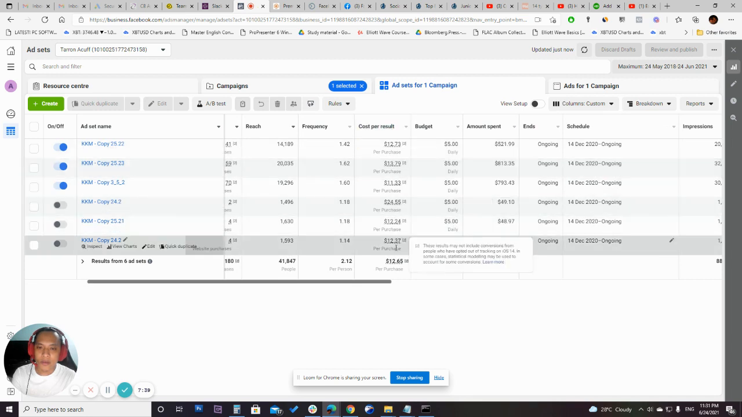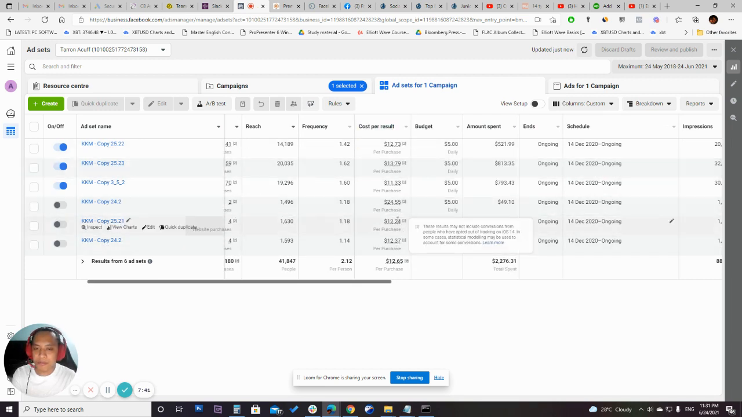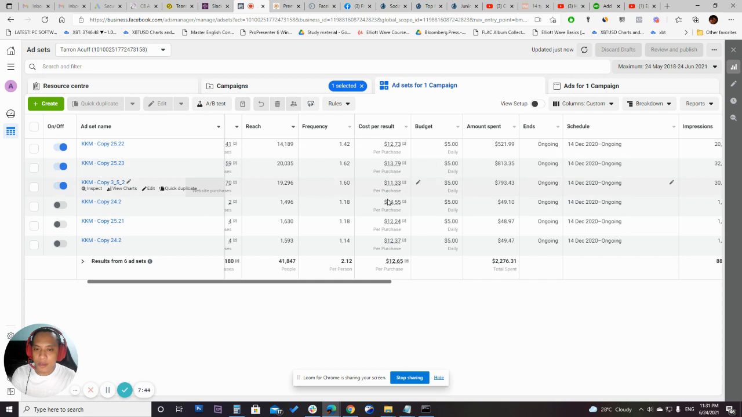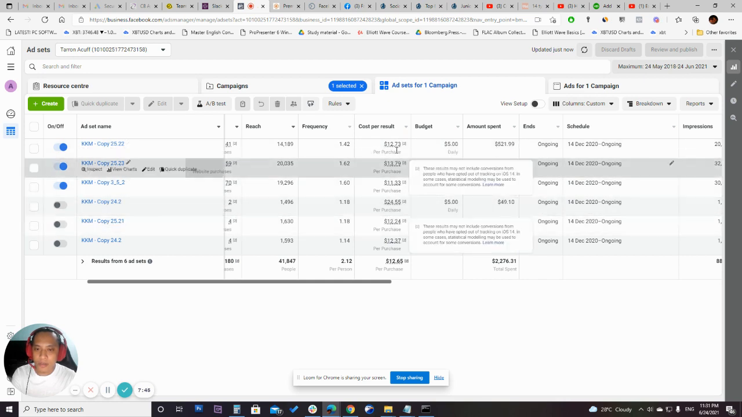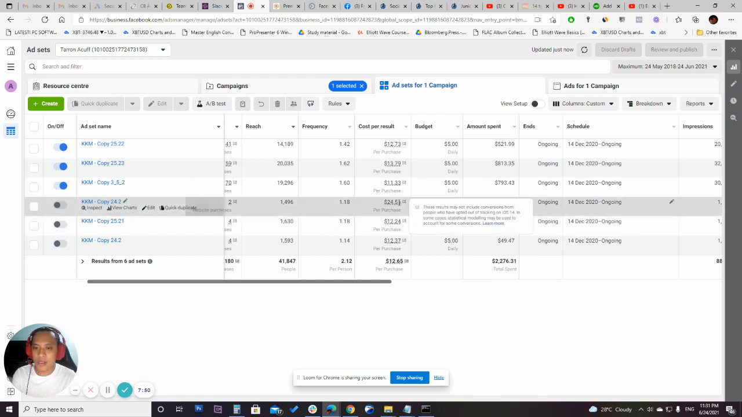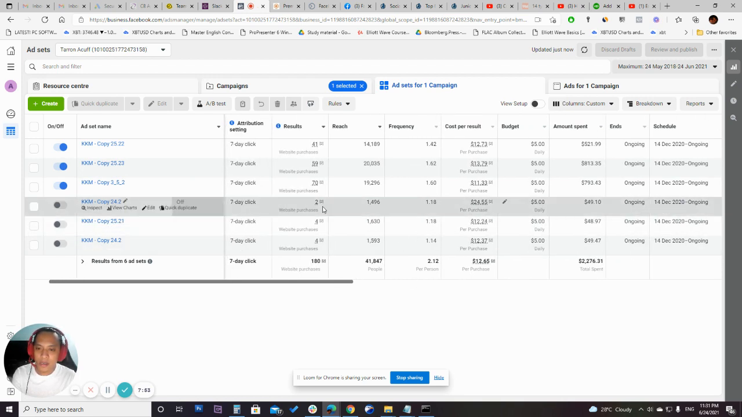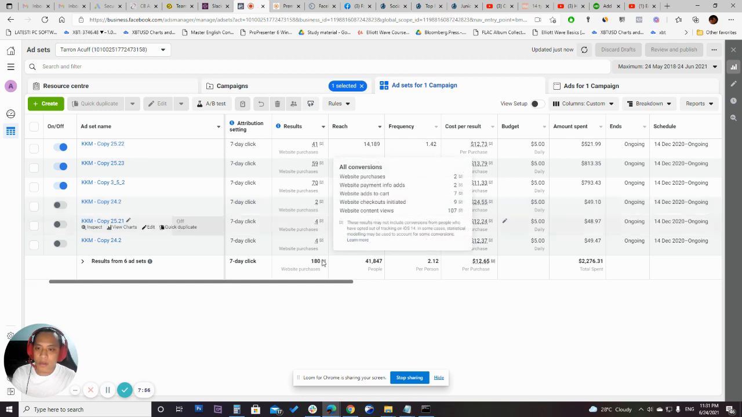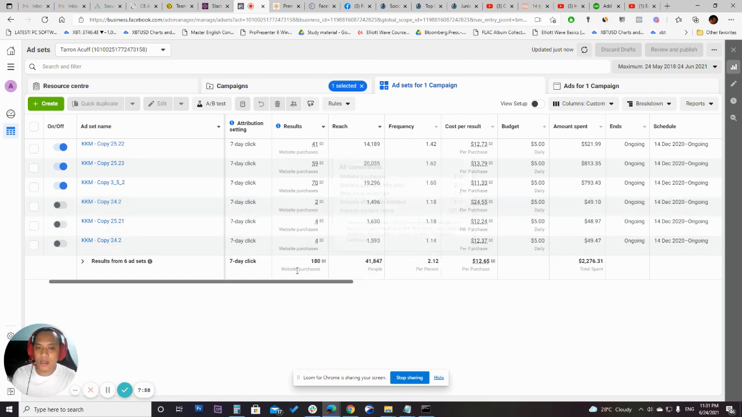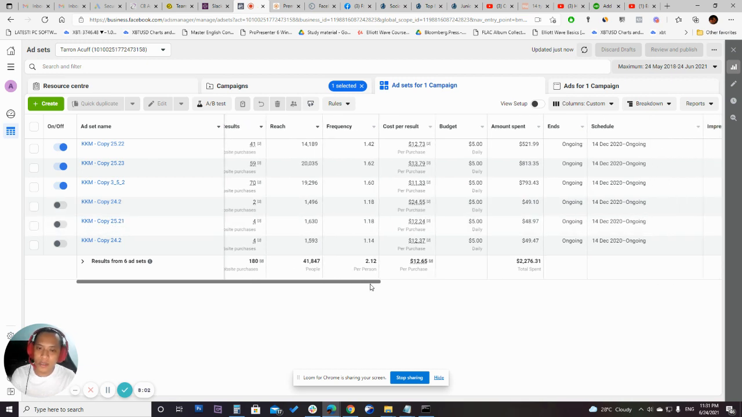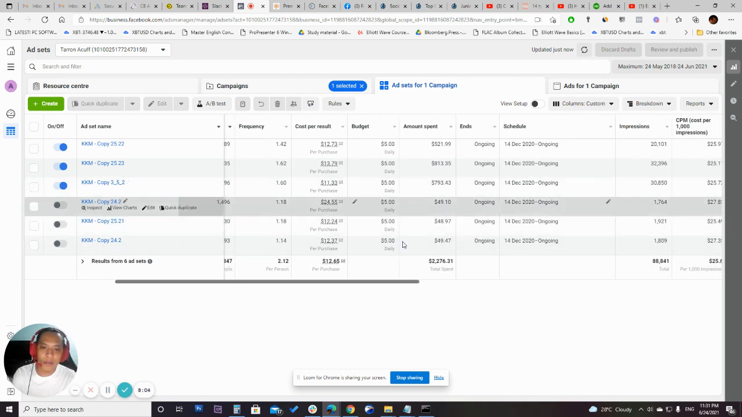So as you can see, we are having a good cost per result around $12, 13. And this one I killed on the first week since it acquired only 2 purchases and the cost per result is around 24.55 on a $5 daily budget.